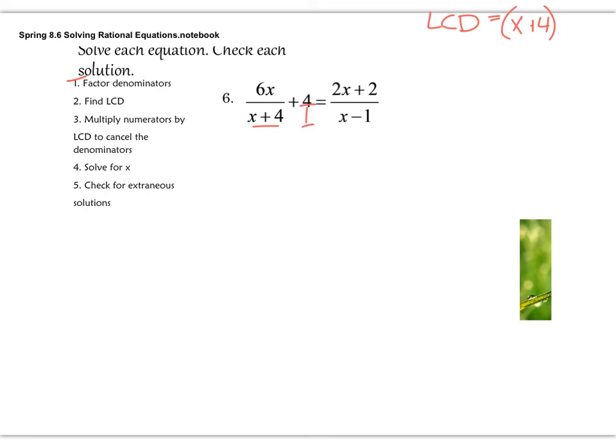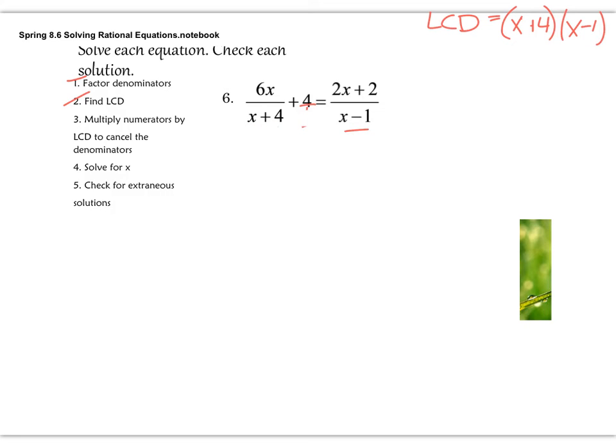A 1 is kind of already unspoken. And I need an x minus 1. All right, so that means we need to multiply then on step 3, multiply the numerators by the whole LCD to cancel denominators.